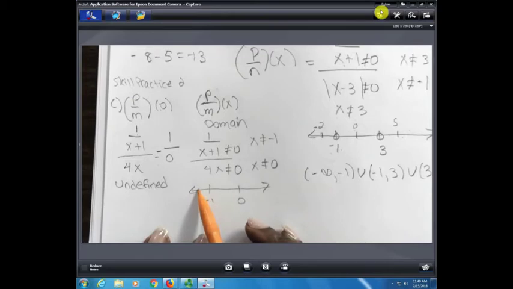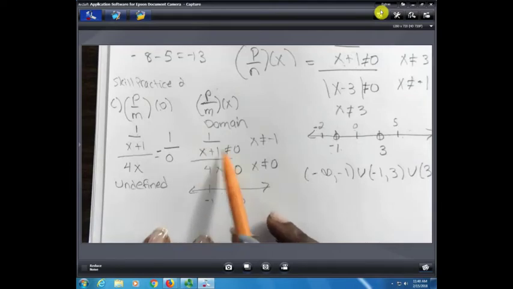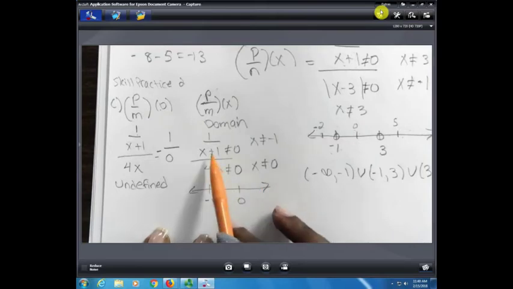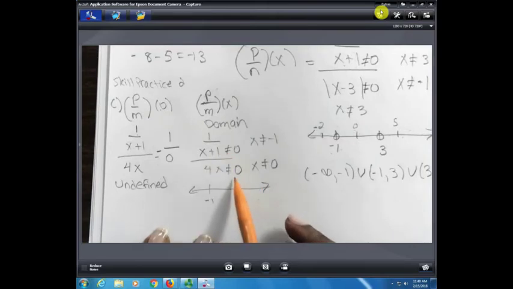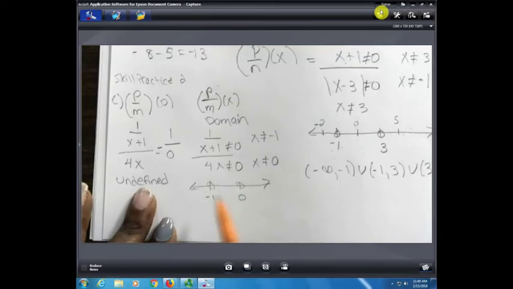Alright. Can I plug in numbers less than negative 1? Yes. What's a number between negative 1 and 0? Negative 1/2, like a negative half. Can I plug in those? Yeah. And a number greater than 0? 1. Can I plug in that? Yep. So again, the only thing I'm excluding are these two numbers here.